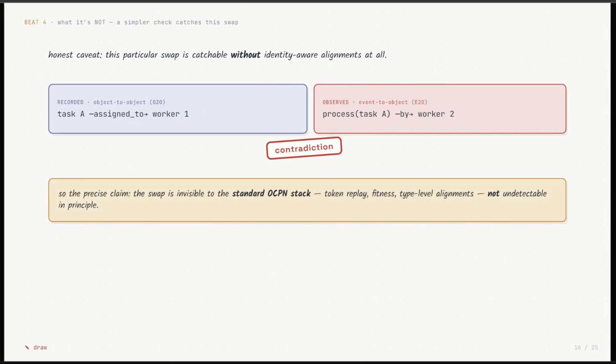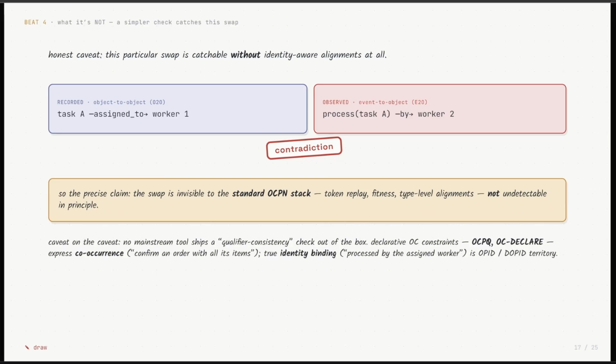So the precise claim is that the swap is invisible to the standard object-centric Petri net stack. The token replay, fitness level type are not detectable in principle. So it's not that nothing can catch it. So that's the caveat here. And one thing I wanted to say is that there is no mainstream tool. So it's the caveat on the caveat here. There is no mainstream tool that ships qualified consistency check.